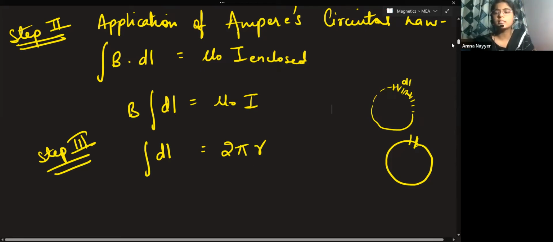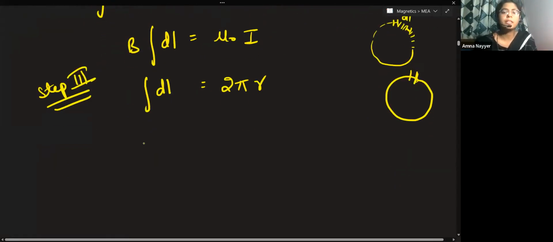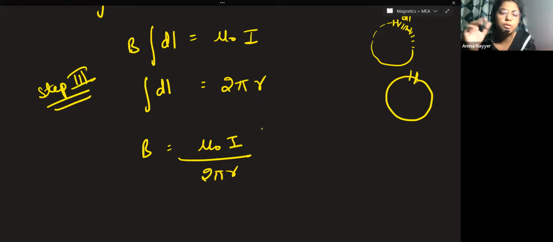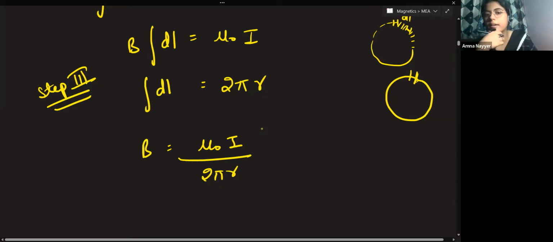Now the final answer, you can get B is equal to mu naught I divided by 2 pi r if you put in the values. This is the formula for a cylindrical wire, as well as these are the steps of Ampere Circuital Law. Now we'll see two cases for a cylindrical wire.